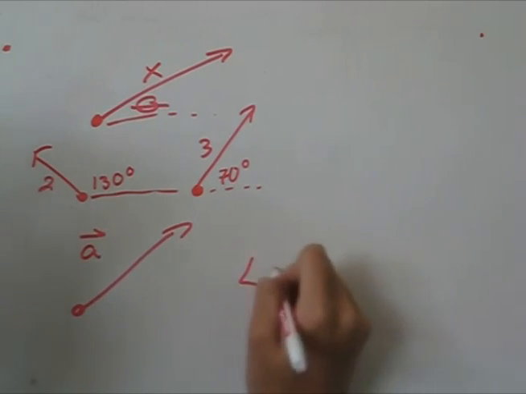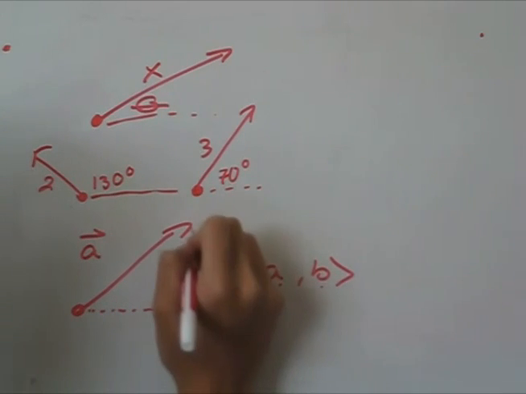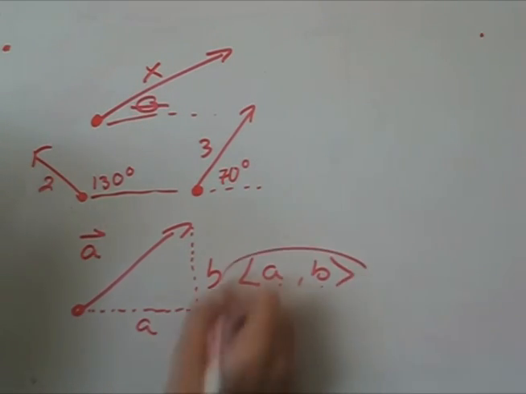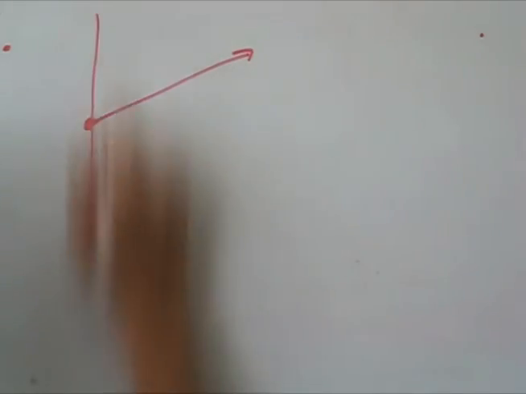There are actually two ways to represent a vector. One is through magnitude and direction. The other is through component form. A represents the horizontal unit that the vector travels. B represents the vertical unit. Here are the two ways. Now, here is how you interchange between the two types.